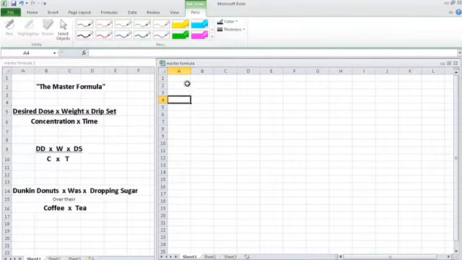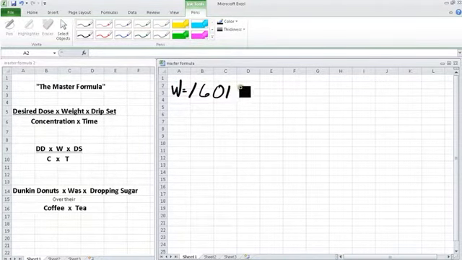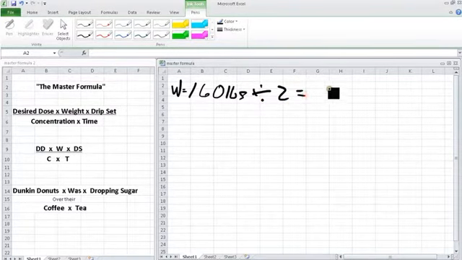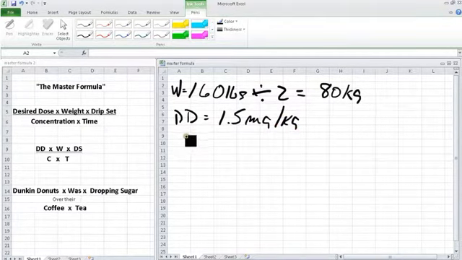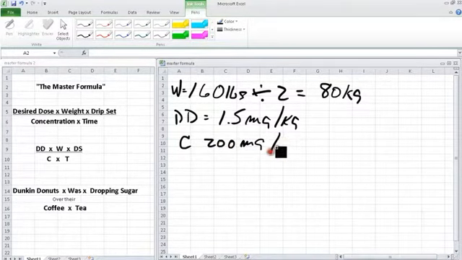Let's write out the problem one more time. The patient weighs, this is the same patient, 160 pounds. So weight is equal to 160 pounds, and we're going to divide by 2, and that's going to equal 80 kilograms. The desired dose is 1.5 milligrams per kilogram. And the concentration is 200 milligrams in 10 mLs.